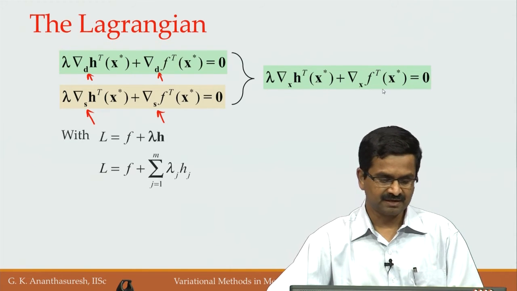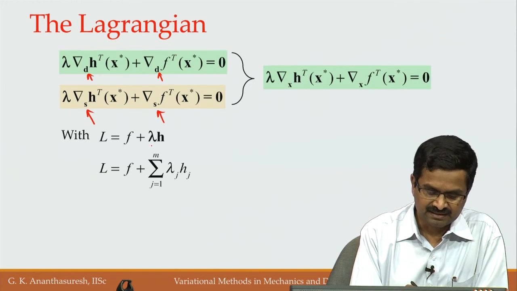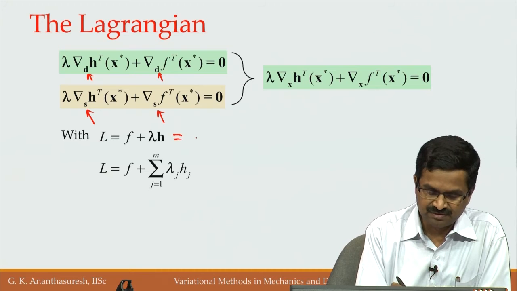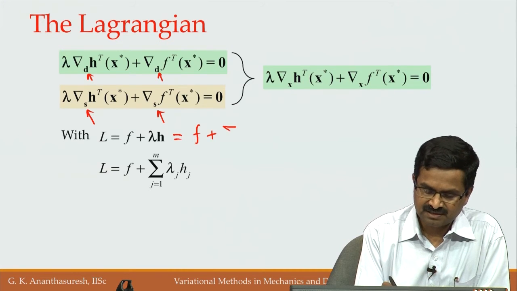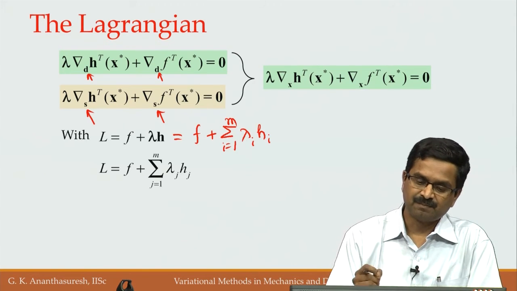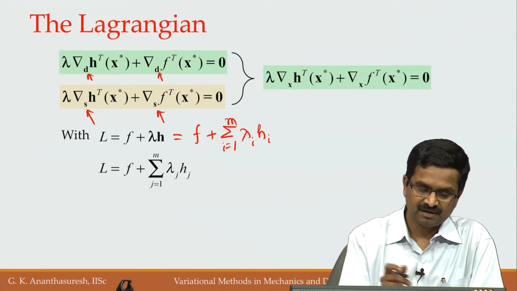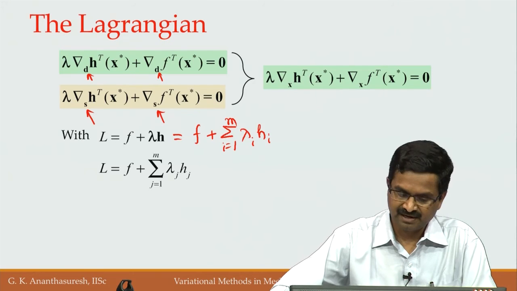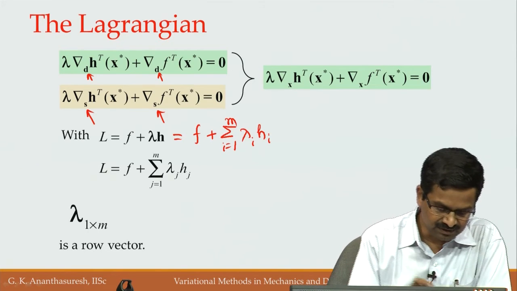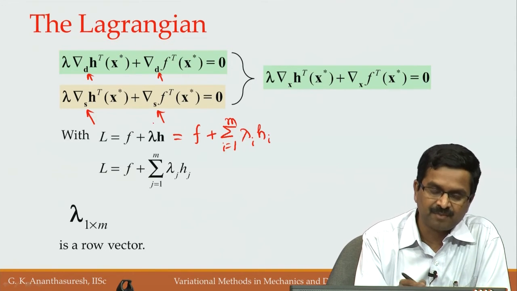So, this is how we get that we can define a Lagrangian such that it is lambda times h. Basically what we say here is f plus summation i equal to 1 to m lambda i times h i. Each constraint you add by multiplying with the Lagrange multiplier, a linear combination of all the constraints, you get the Lagrangian. When you have that Lagrangian, note that lambda is a 1 by m row vector when we write it like this. Otherwise, I would have to put lambda transpose.